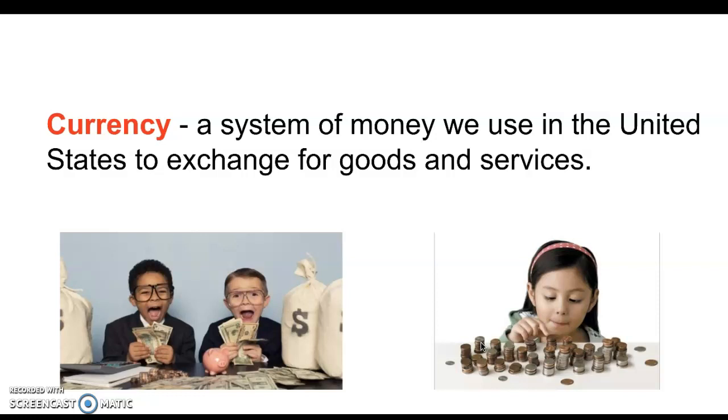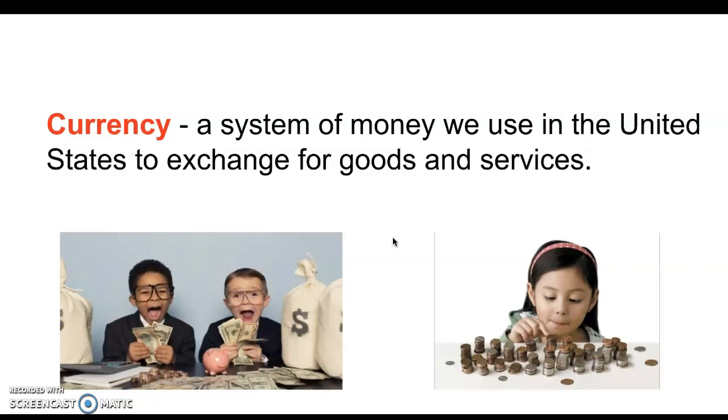So both pennies and dimes are a form of currency. Do you remember what currency is? Currency is a system of money we use in the United States to exchange for goods and services. So without currency, we wouldn't be able to buy goods or services.